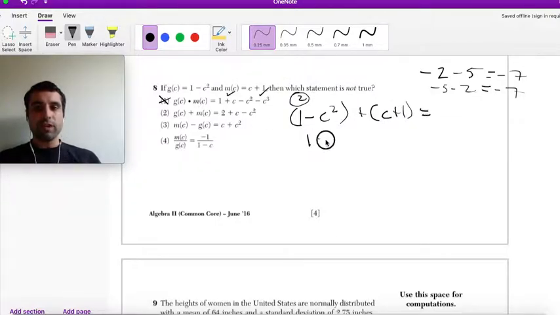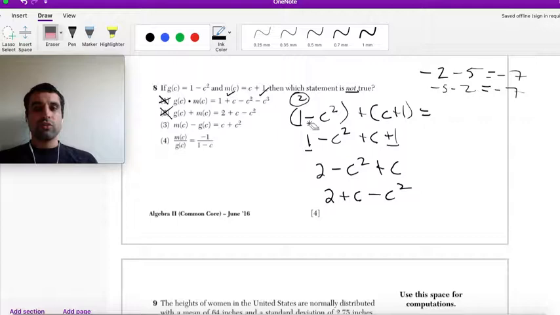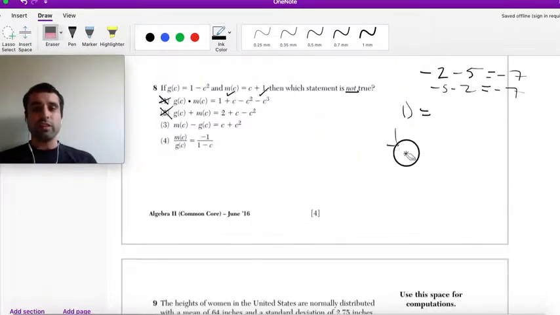I'm going to simplify this. First of all, we don't need the parentheses. Combine like terms: 1 plus 1 is 2. Then I get 2 minus c squared plus c, which is the same if I switch the order and get 2 plus c minus c squared. That's what we got right here, 2 plus c minus c squared, so that's correct. And remember, we want to know which one's not correct. So, pause the video. I'm going to see choice 3 and see if we can find something that doesn't work.